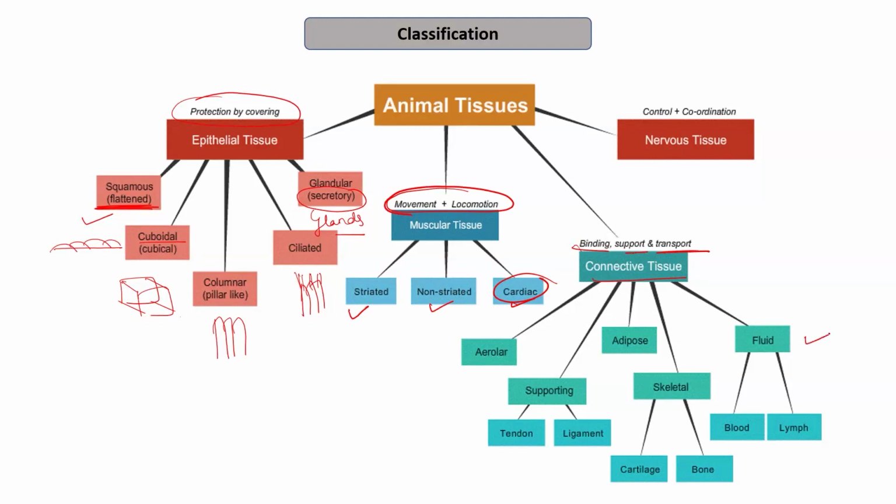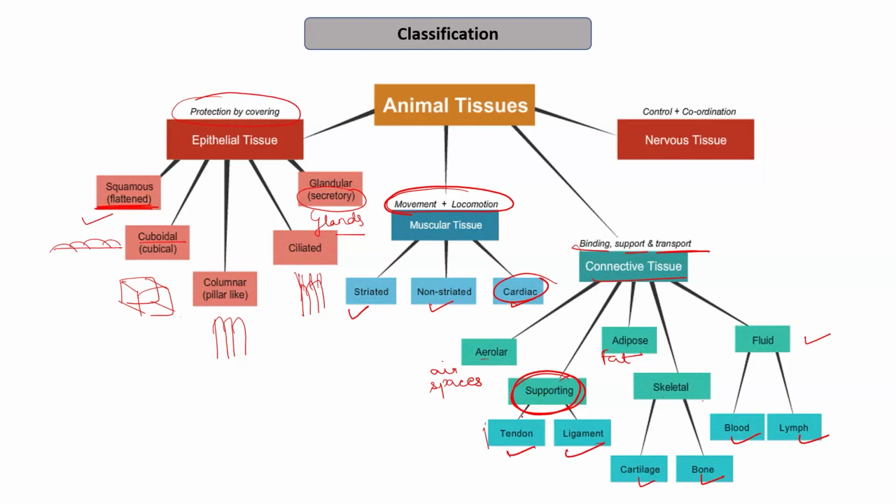For example, fluid connective tissue that consists of blood and lymph. Skeletal connective tissue that consists of bone and cartilage. Then we have adipose tissue, which is the fat. Areolar tissue that consists of air spaces. Then we have supporting tissues, which are tendon and ligament.